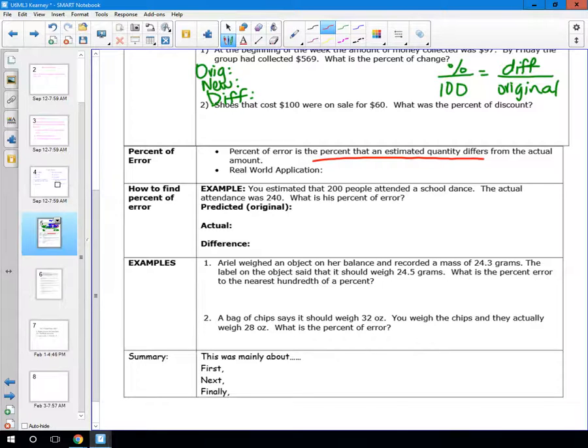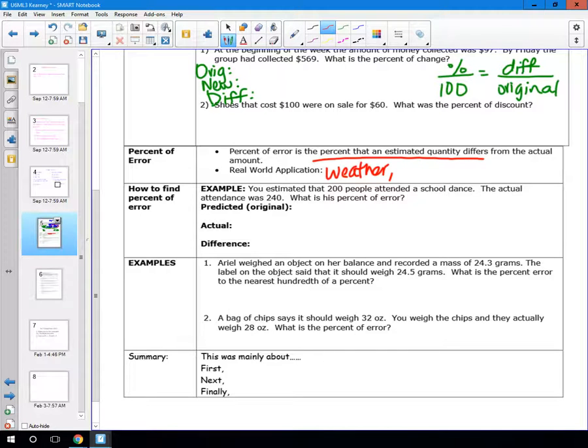So for example, when you are watching the news, does the weatherman always get the weather right? No. So probably there's some room in there that they made an error. So we can figure out by what percentage they were off.